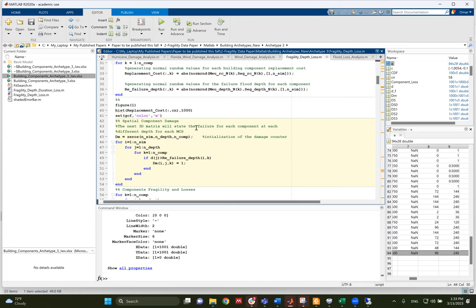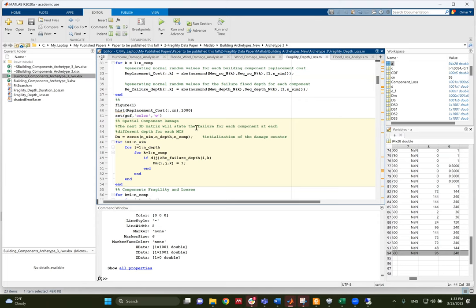Then once I'm finished with the 1,000, I count the number of failures and divide it by the total number of simulations, getting the probability of failure. This probability of failure is for a specific component at a specific flood depth. Once I'm done with the 1,000 simulations, I need to repeat the same thing for the same component at a different flood depth until I finish all the 1,000 flood depths for the component. Once I finish them, I go to the second component.